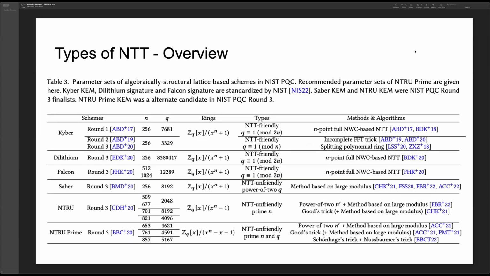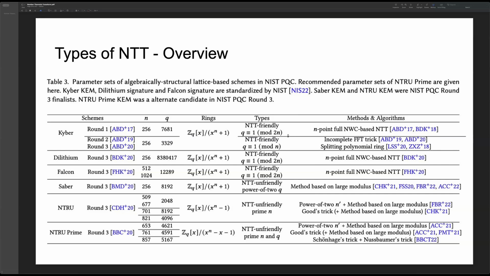I think someone asked a question about NTRU, and I think this sort of has the answer, even though I can't really speak about it. There's a rough table here of all the rings that are used and the methods and algorithms that we can use to do NTTs on them. What I want to point out is that most of them use what we've already covered, the full NWC-based NTT. That's the nice case where all of them are NTT friendly, which just means that they are a power of 2 and they satisfy this congruency here.